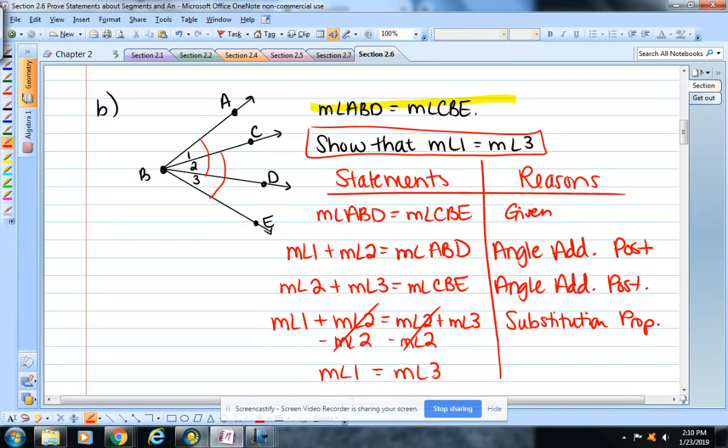Is that what I was trying to prove? Yeah, because it said show that the measure of angle 1 equals the measure of angle 3. What was the last thing I did? I subtracted.